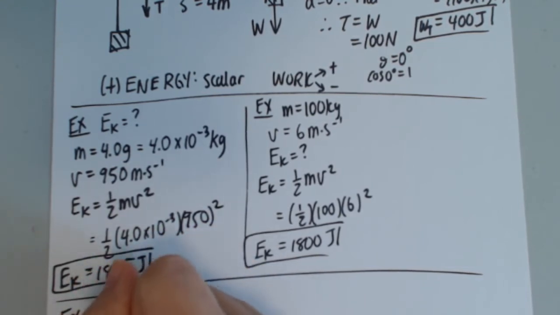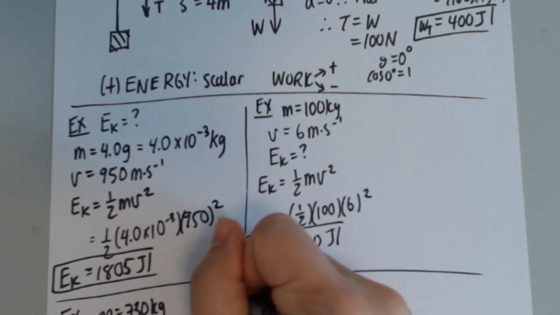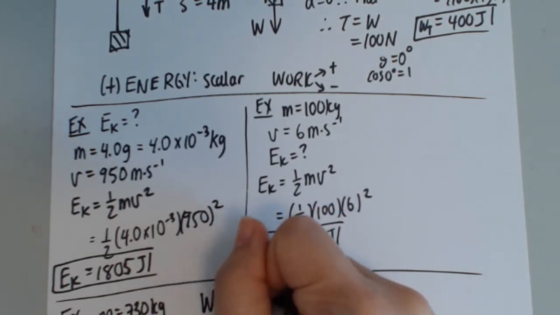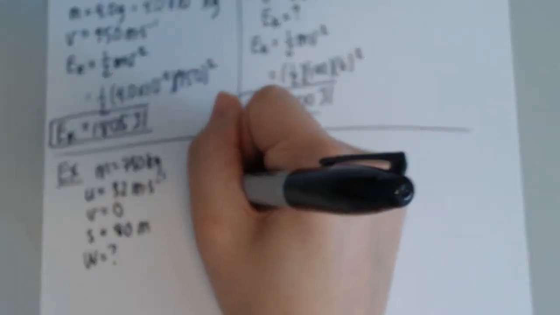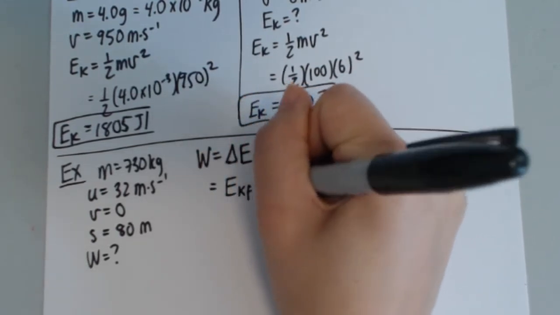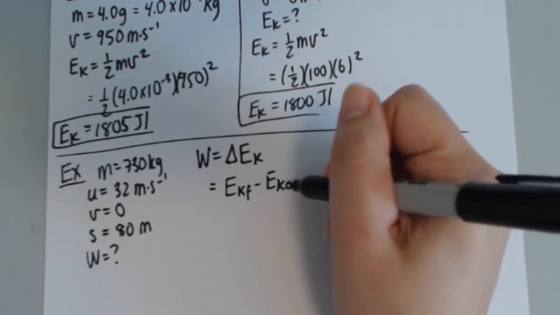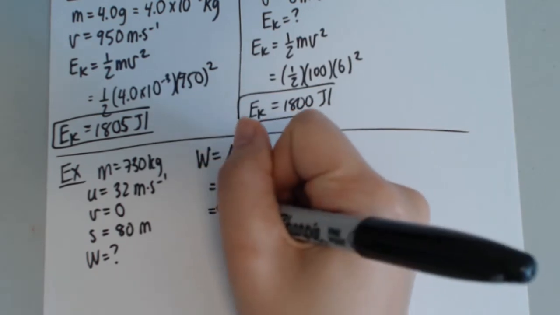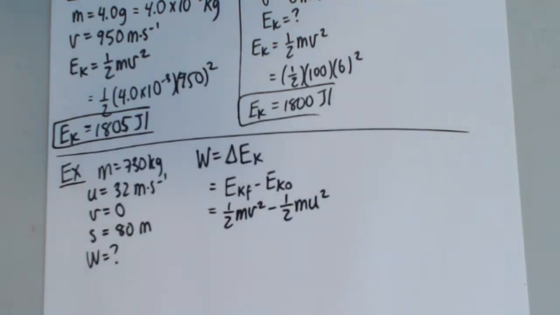All right, so mass, 730 kilograms. This thing is initially traveling at 32 meters per second, and it eventually reaches a speed of 0, and it does this in 80 meters. Find the work done by the brakes. So we're looking for W. Well, because its kinetic energy changed due to work done by the brakes, work is equal to delta EK. So that's final kinetic energy minus initial kinetic energy. Some people put 0 for initial, and some people just put an I for initial. That's up to you.